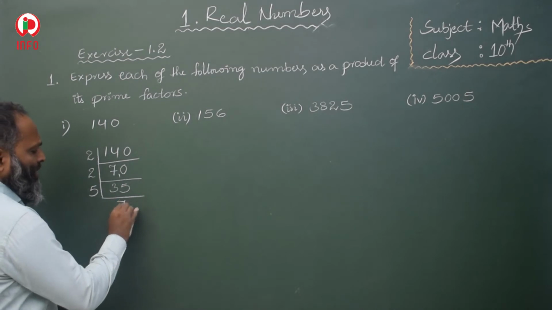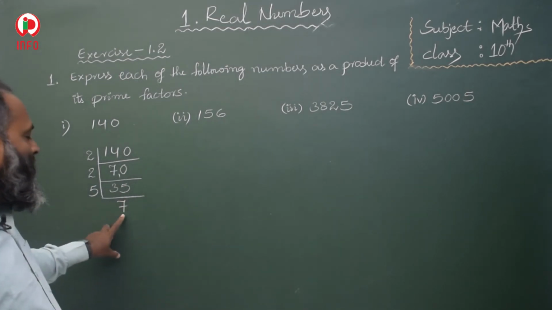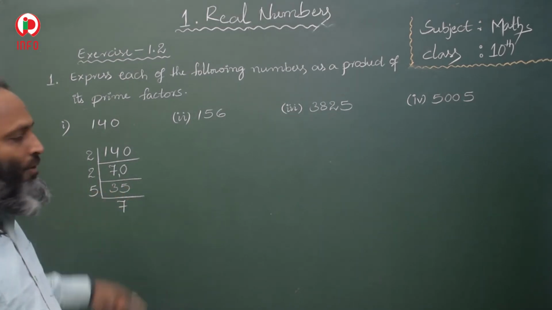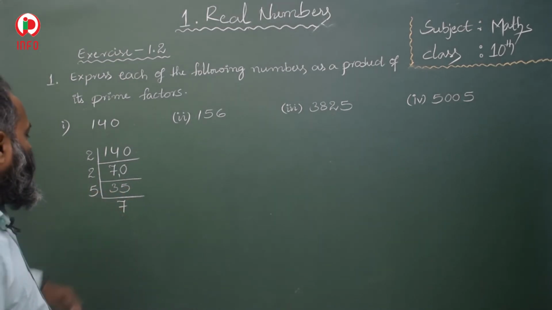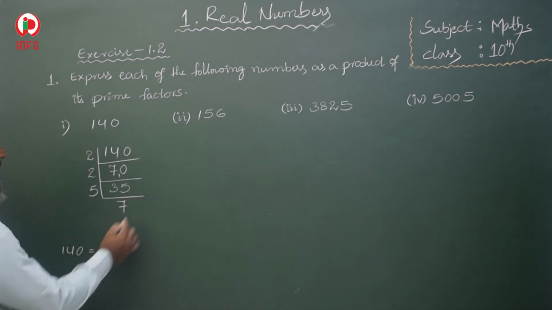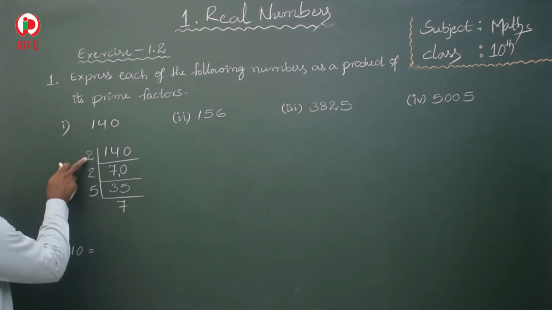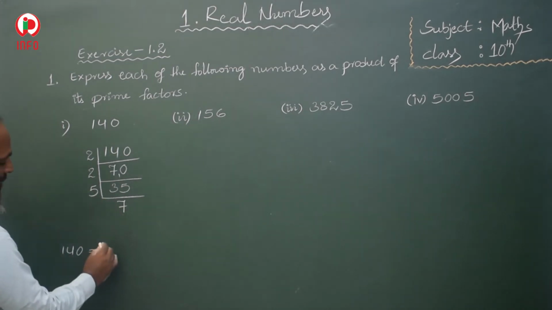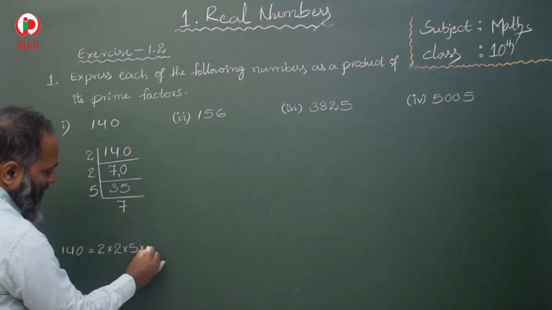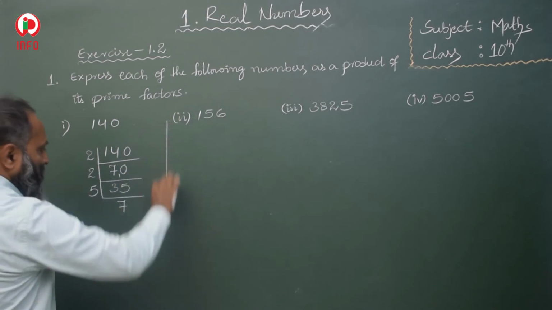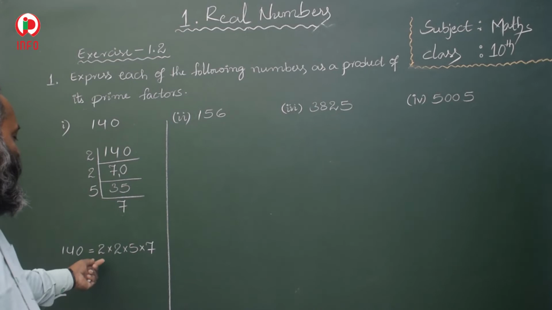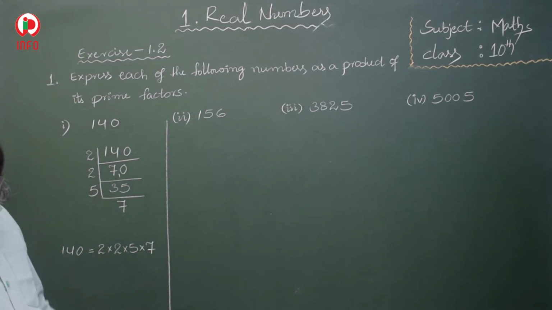5 7s are 35. Again here 7 is there. 7 is a prime number, so no need to do further. Now you stop here. Then 140, how to write as a product of prime factors? 2 into 2 into 5 into 7. So 140 as a product of prime factors is 2 into 2 into 5 into 7.